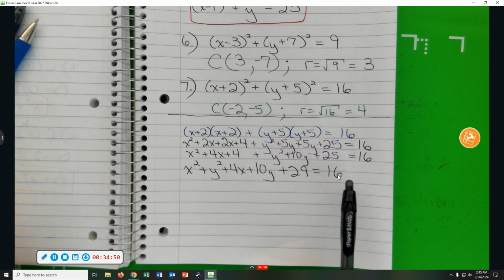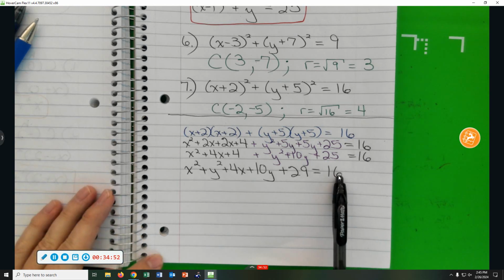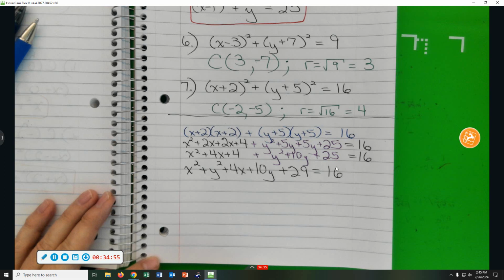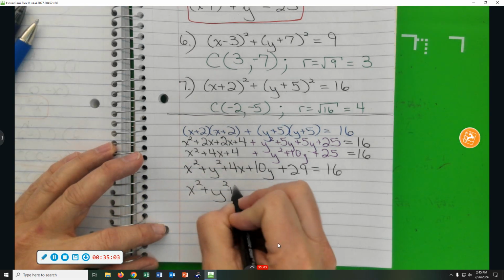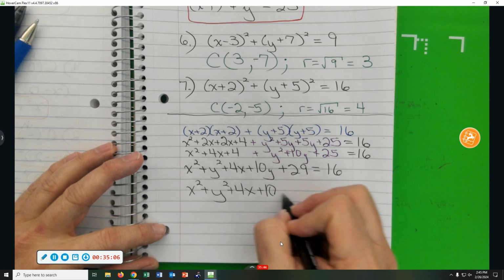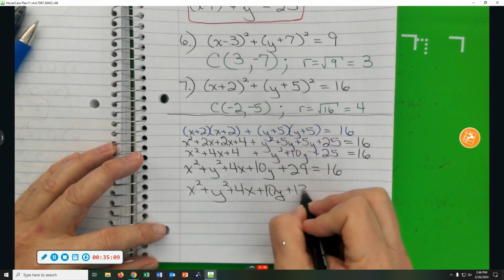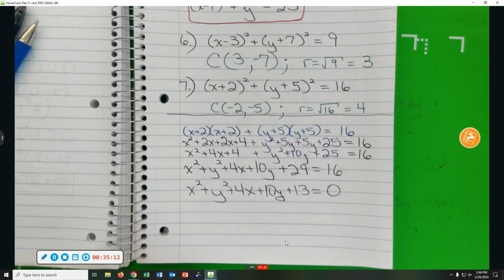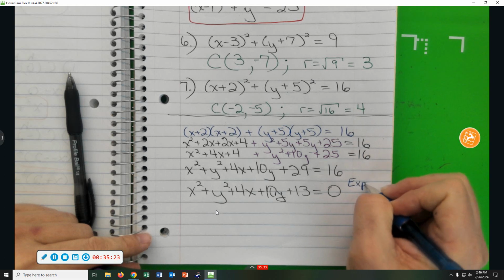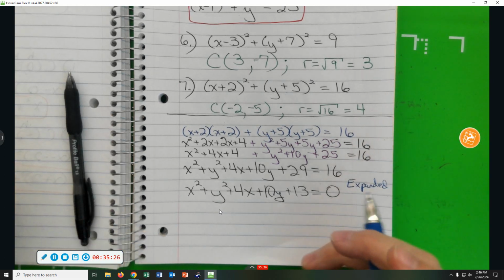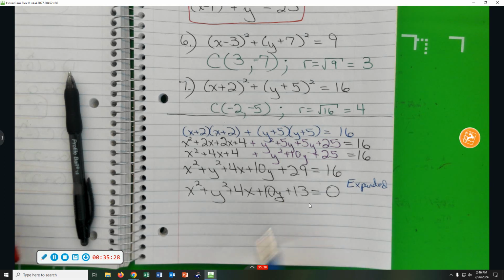Suppose we then decided, okay, let's move the 16 over to the left by doing what? Subtracting, so we have x squared plus y squared plus 4x plus 10y plus 13 is equal to 0. As I said, this is called expanded or general form, and there's really no time in an algebra class when you would want to expand it, to write it like this.